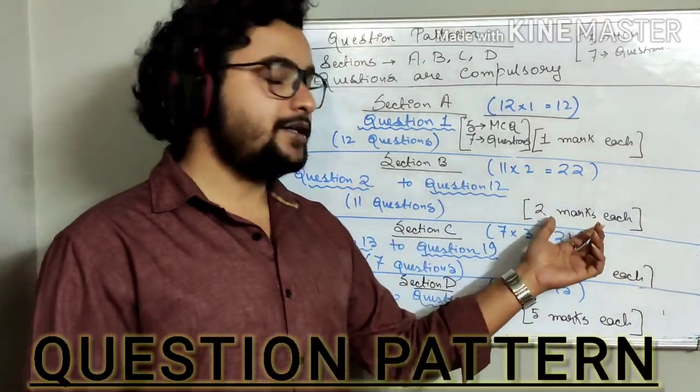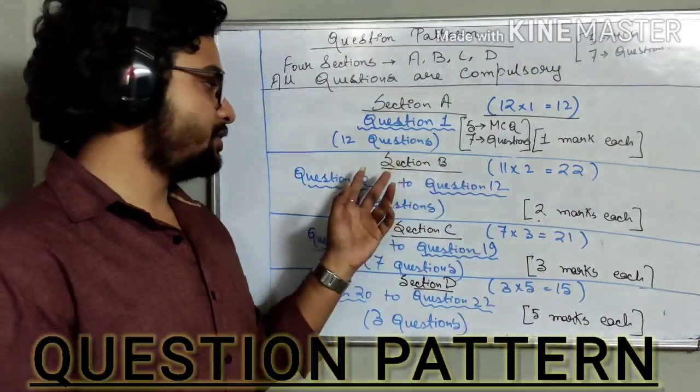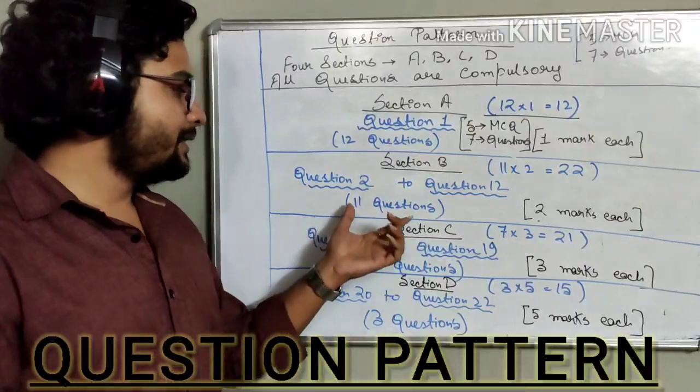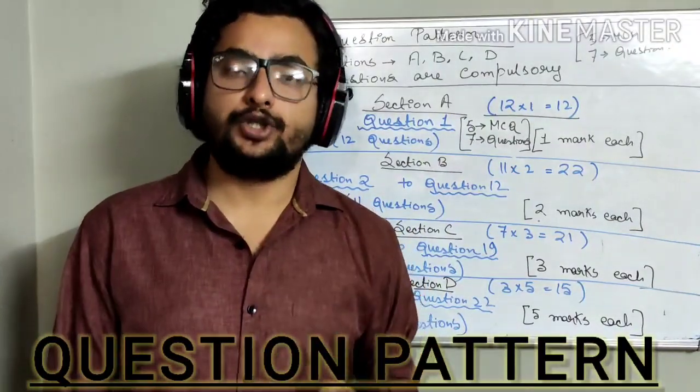All the questions will carry 2 marks each. So there will be 22 marks for this section B. Now there is one point over here. In these 11 questions, 2 questions will be having internal choice.